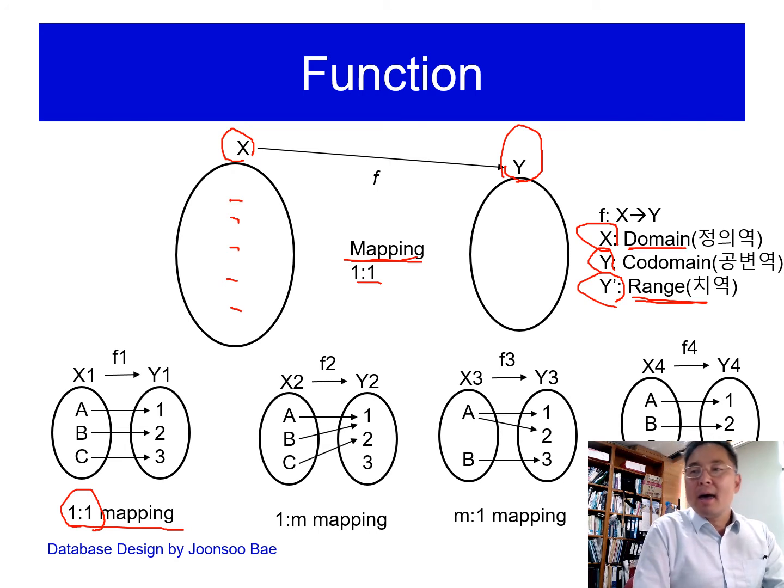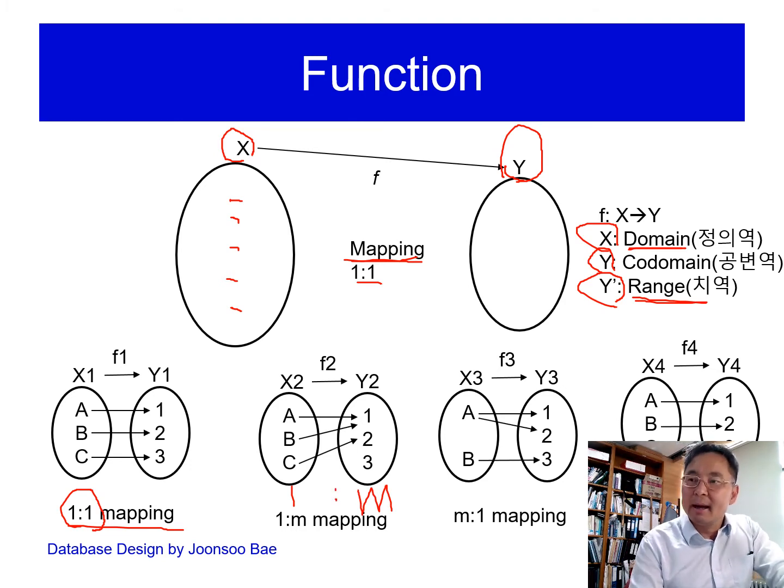And there is also one-to-many mapping, which means that only one element will go to another set element, but a Y2 set element may have many values. This example shows one-to-many. One element in the Y2 set has two mappings, but every element in X2 has only one mapping. So we call it one-to-many mapping.